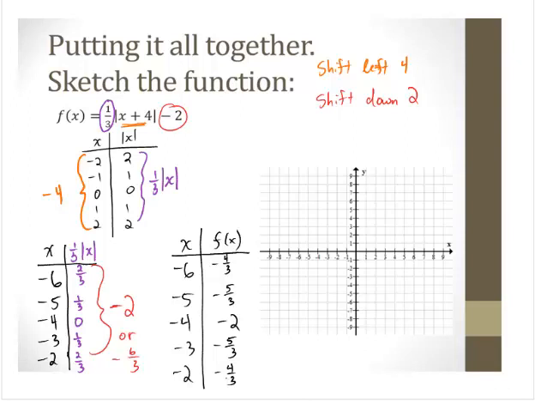Now, of course, if you need to think of those in terms of mixed numbers, those are negative 1 and 1/3, negative 1 and 2/3, respectively, for the 4/3 and 5/3. All right, so I've got negative 6, negative 4/3, negative 5, negative 5/3, negative 4, negative 2, negative 3, negative 5/3, negative 2, negative 4/3. This is an absolute value function, so we get that V shape. And there's the graph.